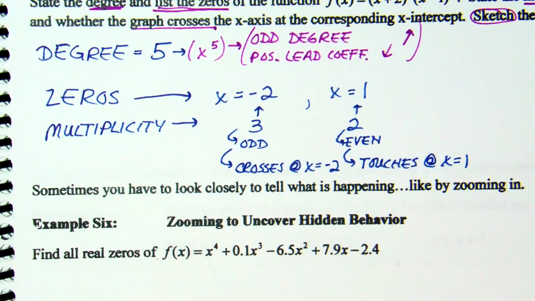I'm trying to use arrows to connect my thought process here. Okay? Because I want you, later, if you just look at it and say, it crosses, it touches, why? This is what I'm trying to connect for you.